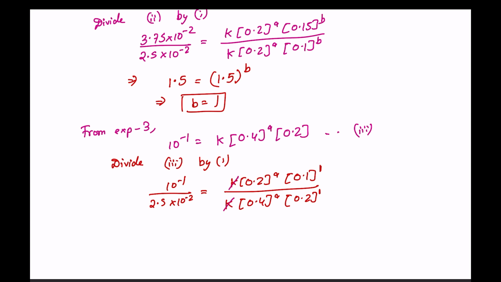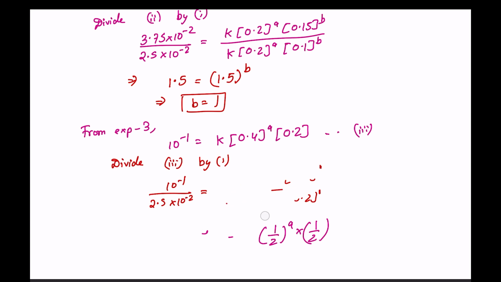So these Ks will get cancelled out. This is 1 by 2 and this would be 2 by 4. So 1 by 2 to the power of A times 1 by 2. This becomes 100 by 25. This becomes 4, I guess. I guess I did it wrong. Oh, I did it the opposite way. Wait a second.